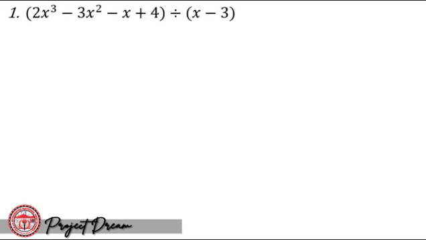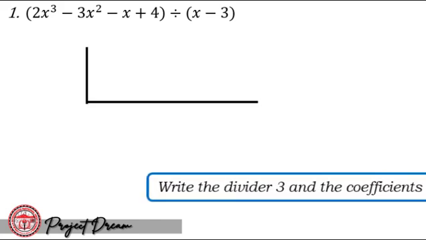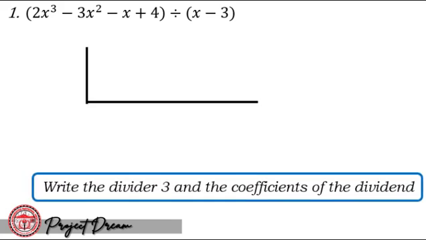For the first step, write the divider 3 and the coefficients of the dividend. So, isulat daw natin yung 3 as our divider. So, saan nanggaling yung 3? Yung 3 po ay nanggaling sa kabaliktaran or sa opposite ng negative 3. And the opposite of negative 3 is positive 3. So, siya po yung ating magiging divider.